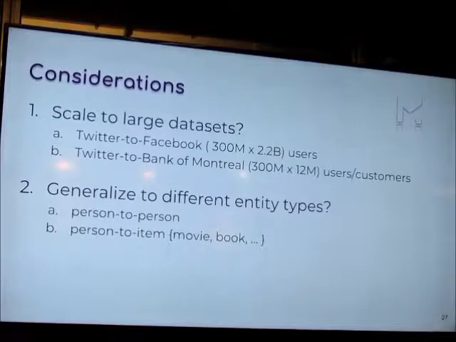So we're trying to figure out a solution that has two desirable properties. First, we can scale to large data sets. When I say large, I would like to be able to do Twitter to Facebook, and also things like Twitter to Metro. In both cases I'm talking about millions into billions, so it's still pretty large.